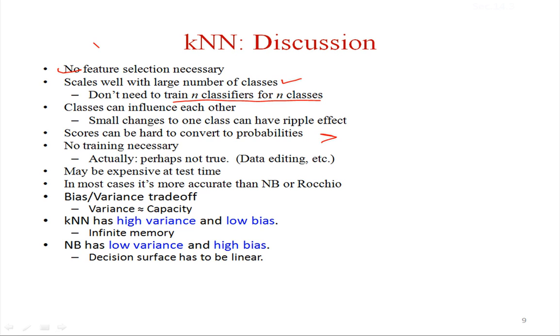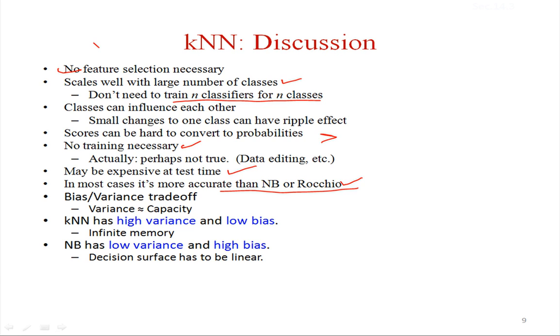No training is necessary, but actually we apply a very small training session to pre-process the documents, identify their classes and fix the value of k. It may be expensive at test time. In most cases it is more accurate than naive Bayesian and Rocchio classifiers. This is one of the merits of the k nearest neighbor classifier.